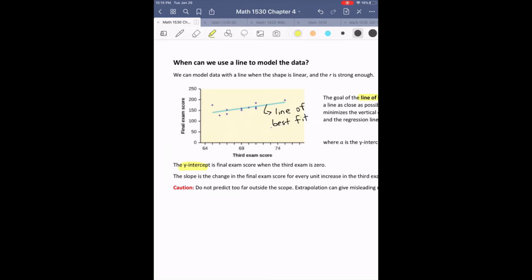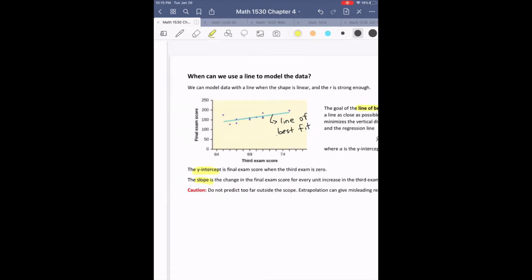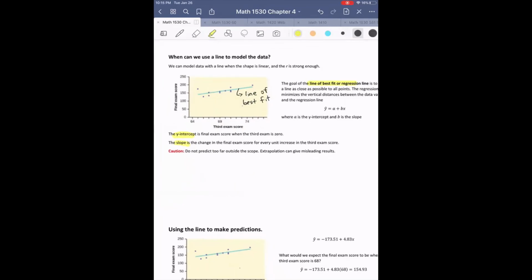That would be my y-intercept. My slope is the change in the final exam score over every unit increase in the third exam score. So again, it's always good to interpret your y-intercept and your slope. Okay, now let's get into making predictions.